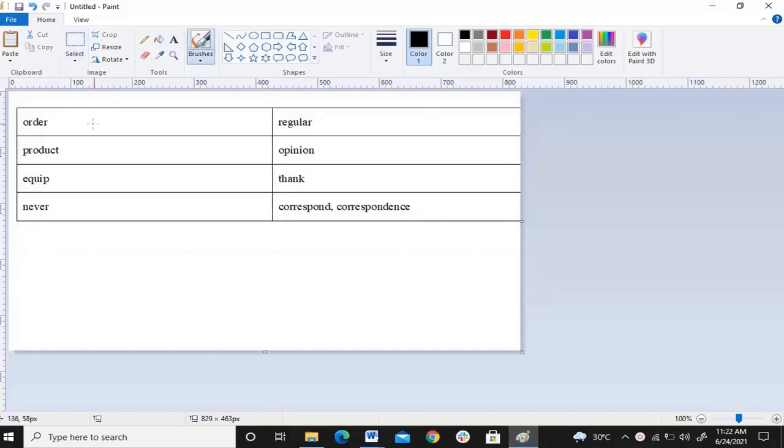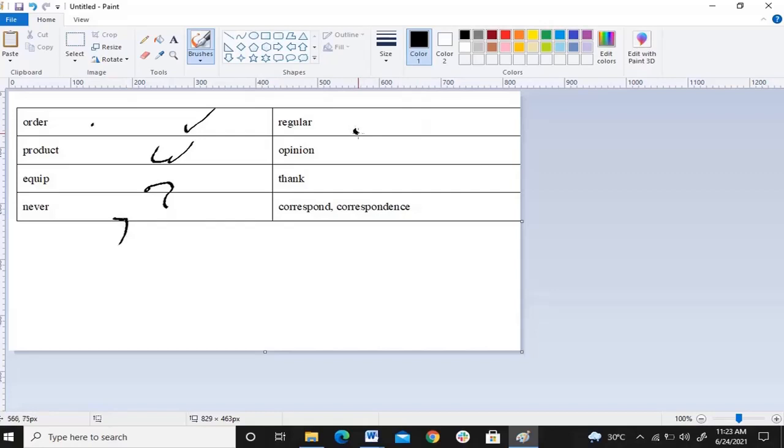So our order is represented by the O and the D, parang "odo." Order. Next, product is represented by P-R-O-D, prod. Next, equip is represented by E, K, and then your P, equip. Never is represented by your N and V, nev.